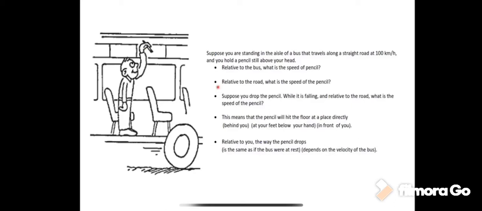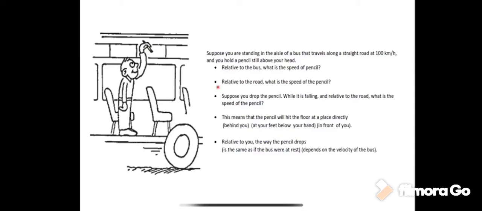Suppose you're standing in the aisle of a bus that travels along a straight road at 100 km per hour, and you hold a pencil still above your head. So, relative to the bus, what is the speed of the pencil? Relative to the bus, the pencil is not moving, so the speed would be 0 km per hour. Second point, relative to the road, what is the speed of the pencil? It's 100 km per hour.